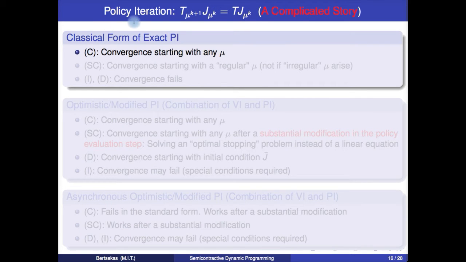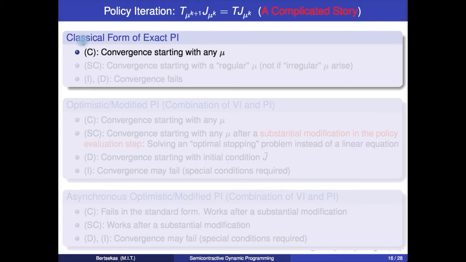Let us also look at policy iteration. Again, we have a somewhat complicated story. Recall that each iteration here consists of two phases. One is a policy evaluation, where we evaluate J mu K by solving the corresponding Bellman's equation, typically, for the current policy mu K. And then we have the policy improvement phase, where we generate the new policy mu K plus 1 by minimization in the corresponding Bellman equation.